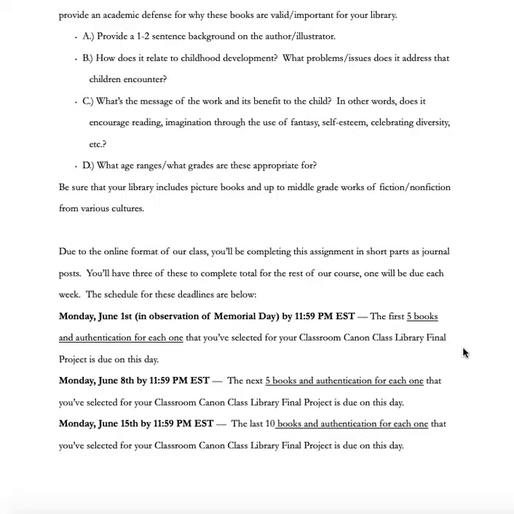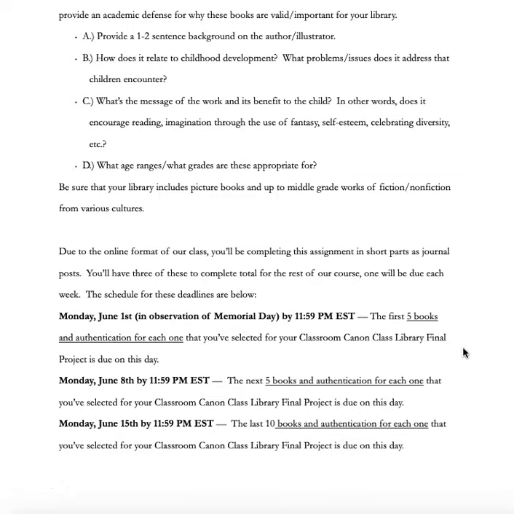So, due to the online format of our class, you'll be completing this assignment in short parts as journal posts. You will have 3 of these to complete for the rest of the course. So basically, you'll be completing these over the next 3 weeks. I didn't want to make it due at the end of the course, which is what I typically do. So you're completing this larger assignment in 3 parts. 1 will be due each week. This will get this assignment out of the way so that you'll have plenty of time to focus on writing your Harry Potter analysis research paper at the end of the course, okay?